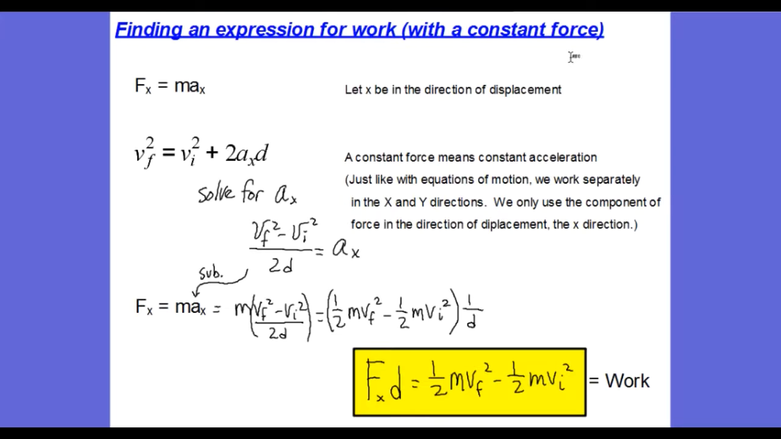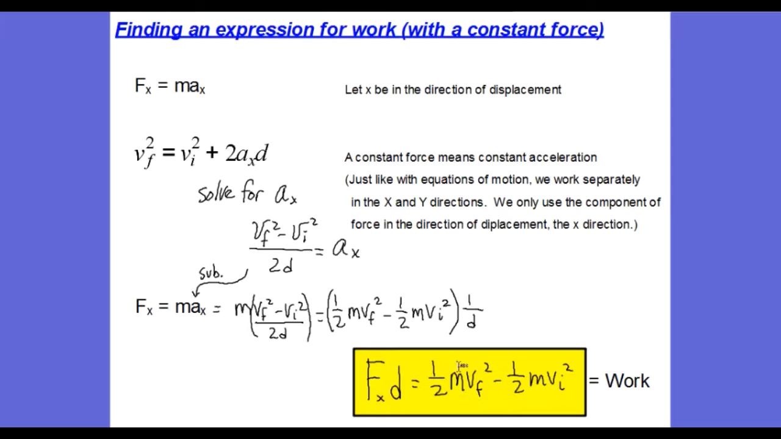Okay, so if we're using a constant force, that means we can use our equations of motion because we have constant acceleration. And we'll use this equation. We'll solve this equation for acceleration. And we'll take what we get for solving for acceleration and plug it in for a in Newton's second law. We'll expand that and rearrange it. And we see that F times d is equal to 1/2 m v final squared minus 1/2 m v initial squared.